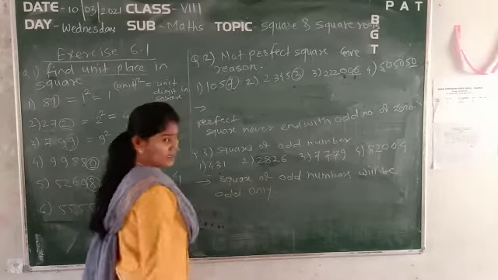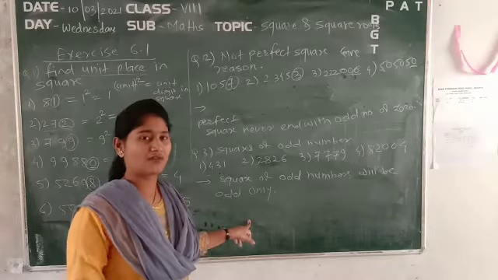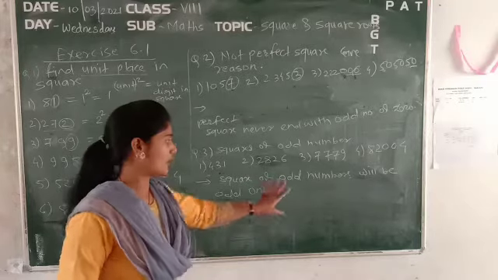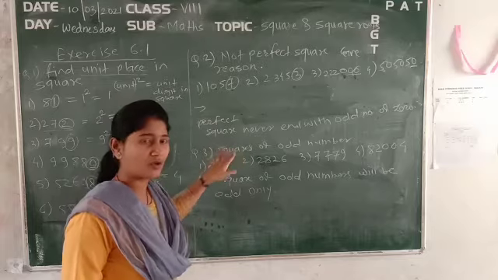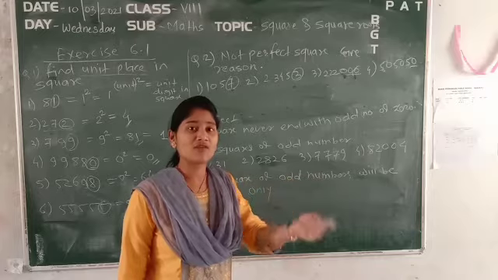Okay, so by using this property, that the square of an even number is always even and the square of an odd number is always odd, they are asking you, from the following 4 numbers, the square of which of them would be odd.